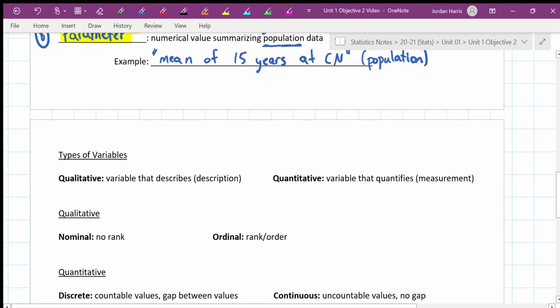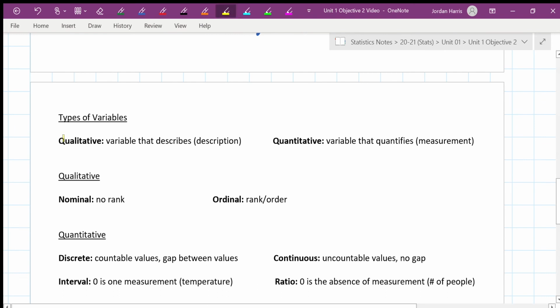Okay. Now we're going to talk about the third one, variables, a little more. We can break variables down into more pieces. So we have qualitative versus quantitative. Qualitative is a variable that describes. It is a description. We're going to look at all sorts of variables in class, so you need to know how it is looking at the variable. Is it describing it, or is it quantifying, which means measurement?